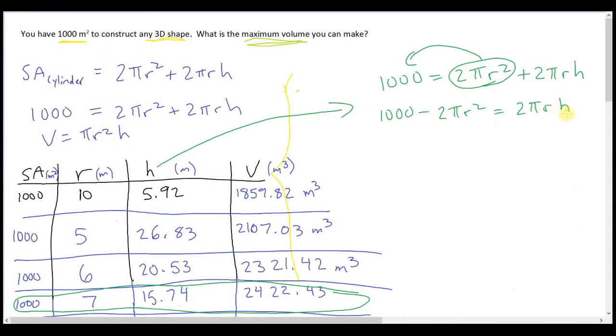We're trying to get h by itself. The 2 pi r is multiplying the h. To get rid of it, we divide. Okay, let's simplify this a little bit. h is equal to 1,000 minus 2 pi r squared, all over 2 pi r. If we wanted to, there's a common factor of 2, we could divide things out. That might be a good idea.